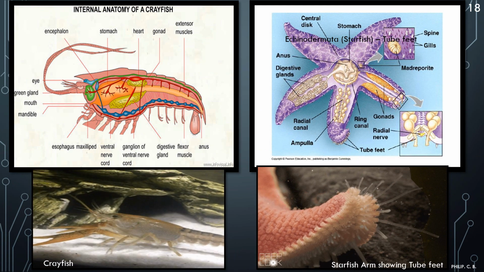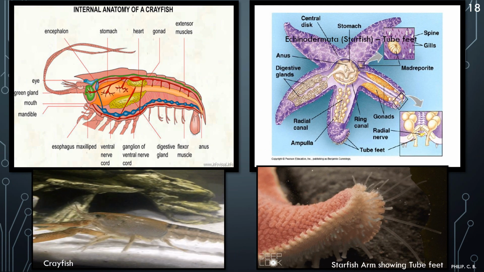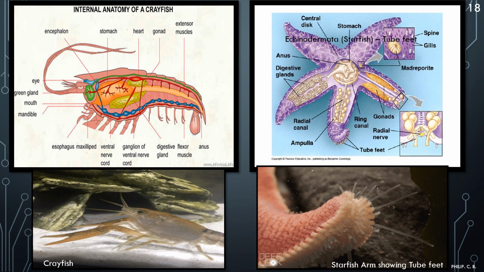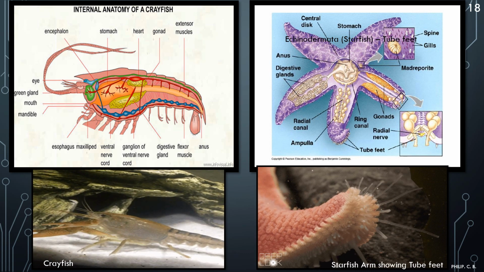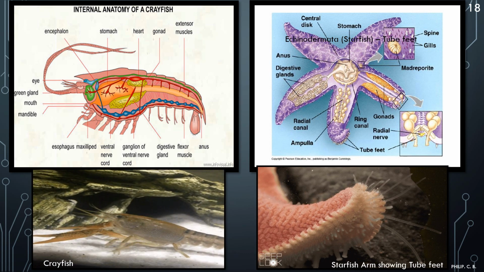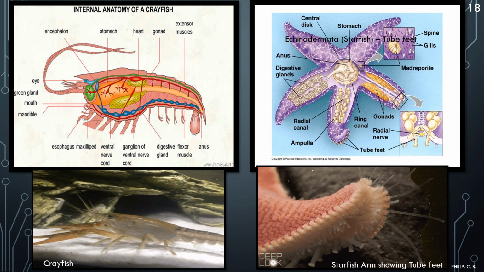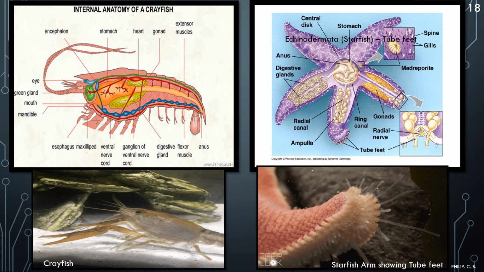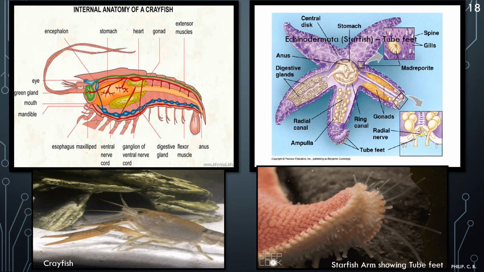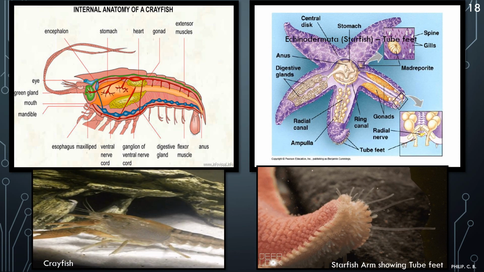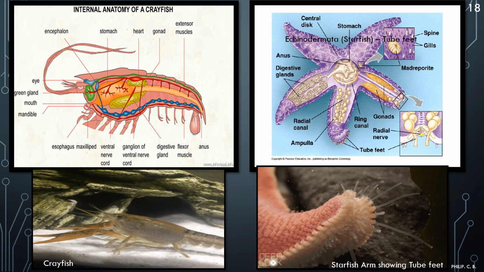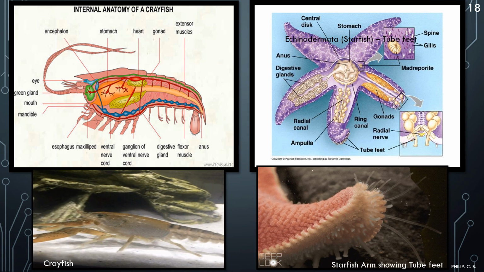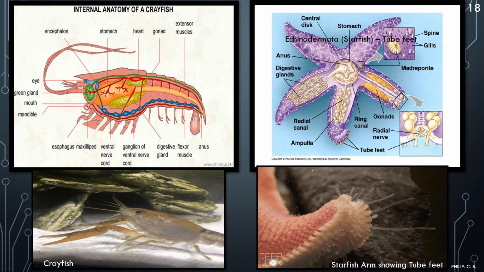Now here again you can see an image of crayfish. Okay, that is a crustacean. I kept an animation image of the crustacean in the lower part, and above you can see the image showing all the labeled parts of the species, so that you can understand where each part is present and what the different labels are. If you just go through quickly: eye, below it the green gland is present, then mouth, mandible, esophagus, maxilliped, ventral nerve cord, ganglion of ventral nerve cord, digestive gland, flexor muscle, anus. At the top end, encephalon, stomach, heart, gonad, exterior, extensor muscle.